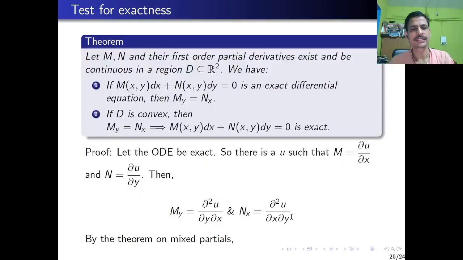Now by the theorem on mixed partials, if these partial derivatives exist and they are continuous on the region, then in this case these two partial derivatives are equal. We know that del square u by del y del x and del square u by del x del y are equal. That is, you can interchange the order here, and so we conclude that M_y is equal to N_x. So what is the conclusion here? If the given ODE is exact, then M_y is equal to N_x.